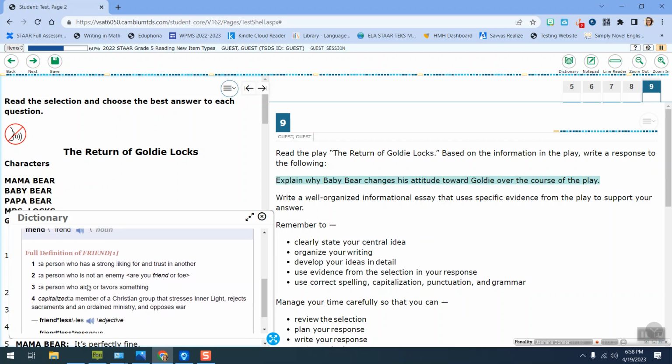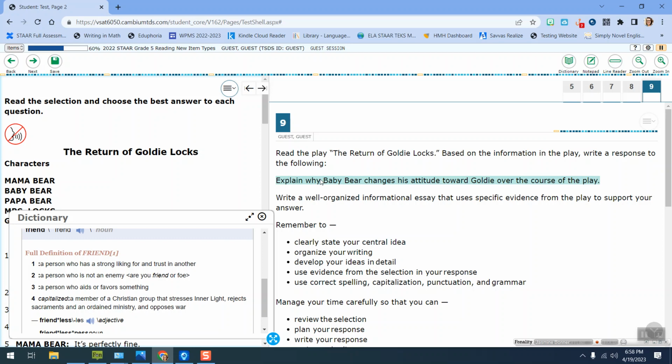a person who aids or favors, I can pick any of these, a person who aids or favors something, or a person who has a strong liking for and a trust in another. And then I would transition it into my thesis. I've already read this, so I can tell you my thesis is going to have some. I know that Baby Bear changes his attitude toward Goldie from the beginning to the end. Now, it doesn't say how. It doesn't say how his attitude changes. It says why.